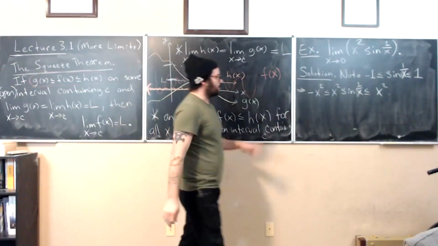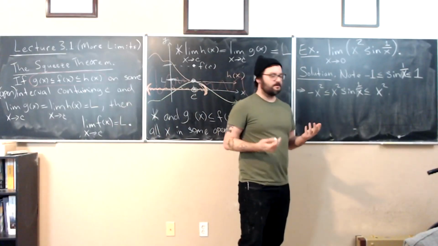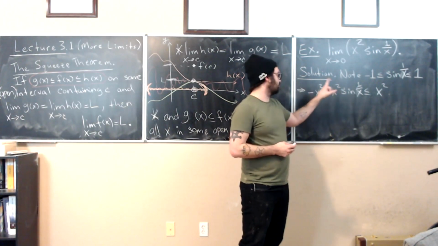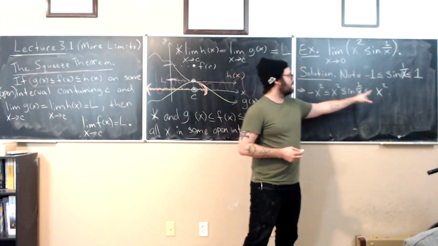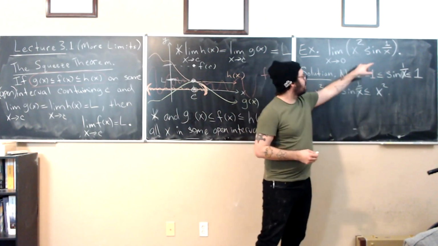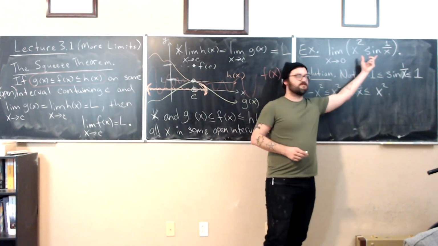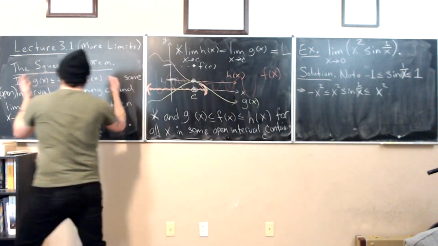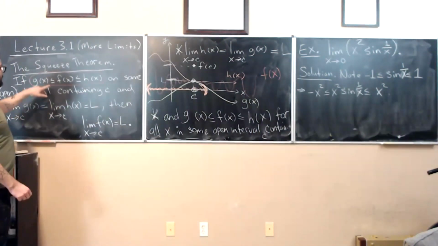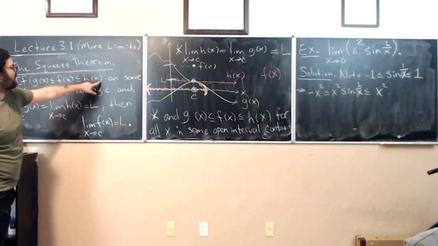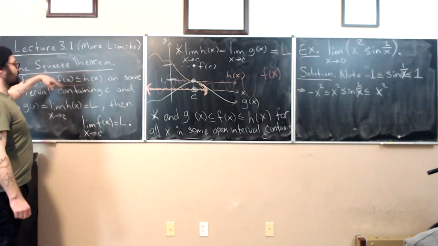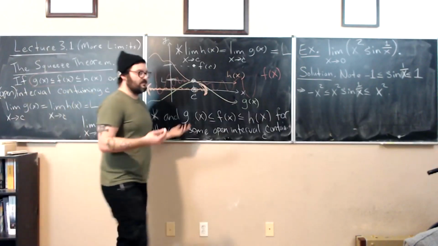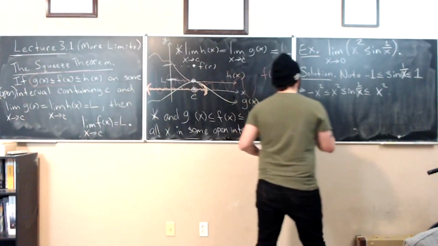So now that I have this, this function is always squeezed between negative x squared and x squared. And this guy in the middle is what we're concerned with. So we can apply the squeeze theorem. Negative x squared is here, positive x squared is there, and x squared times sine of 1 over x is in the middle. Okay, let's see what happens.